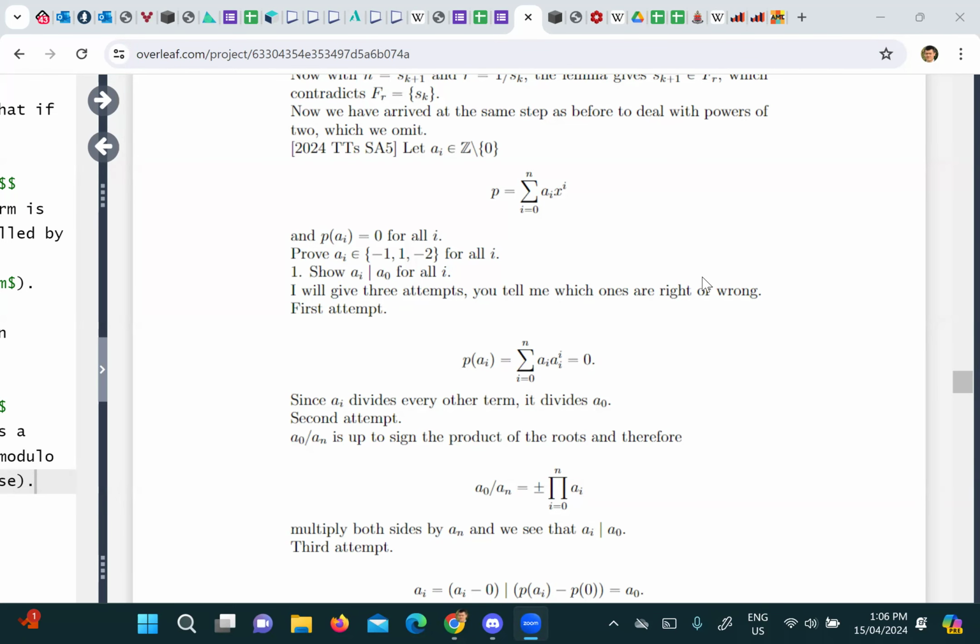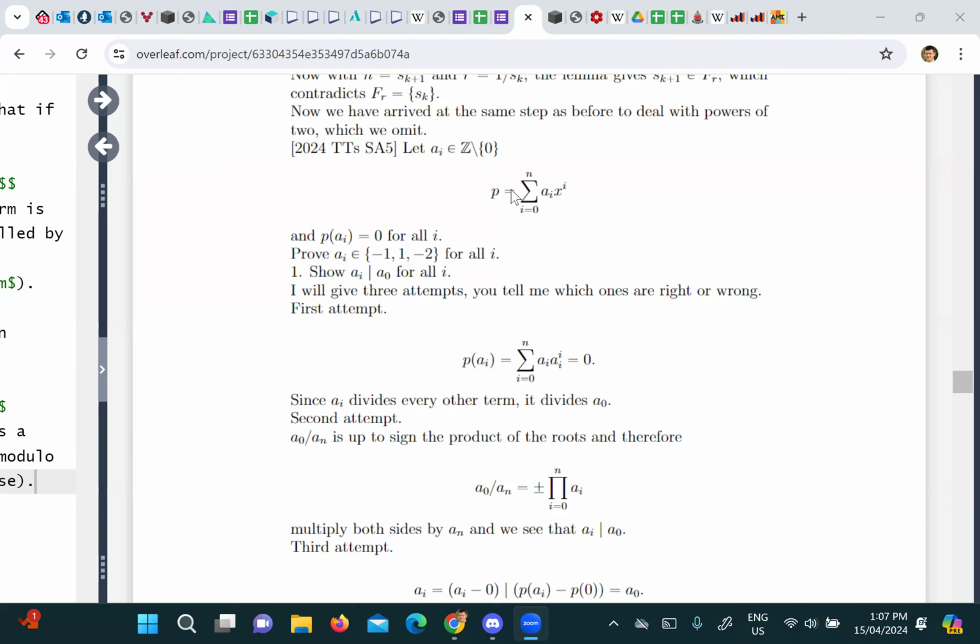Alright, so I want to summarize this 2024 Toronto Tournament of Towns Spring Round Problem 5. It's one of the questions that didn't get solved in the actual exam by anyone. No one submitted a solution that was correct. But I guess we finished it off in class.